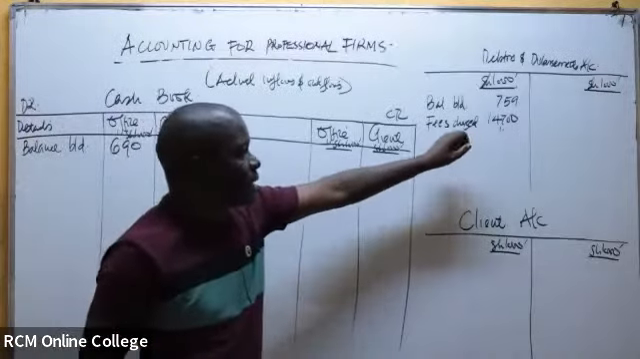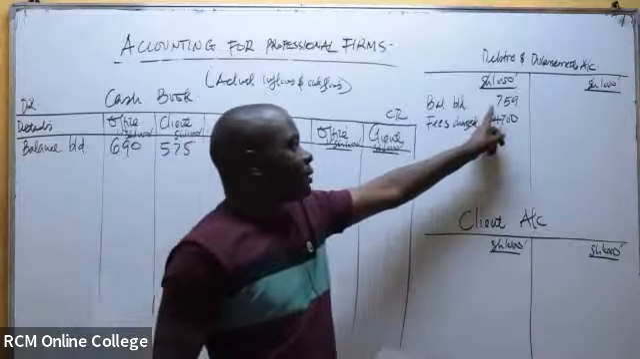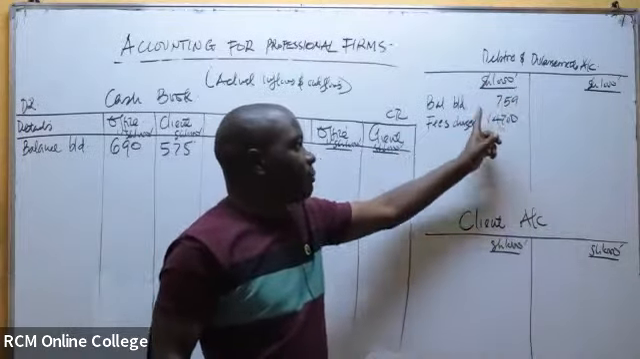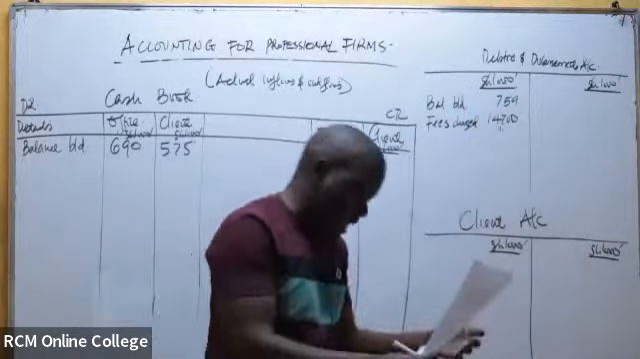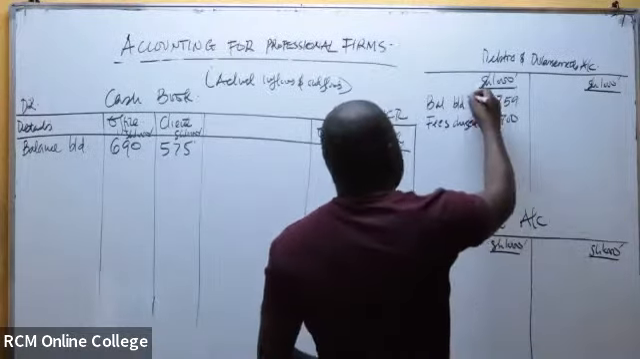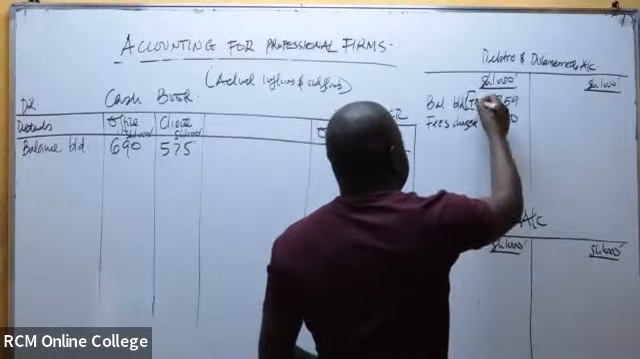The debtors balance. So when they open the year, the debtors and disbursements account has a balance brought down of 759 from the trial balance, from the TB. This one is from the TB. Irene, it is from the TB.